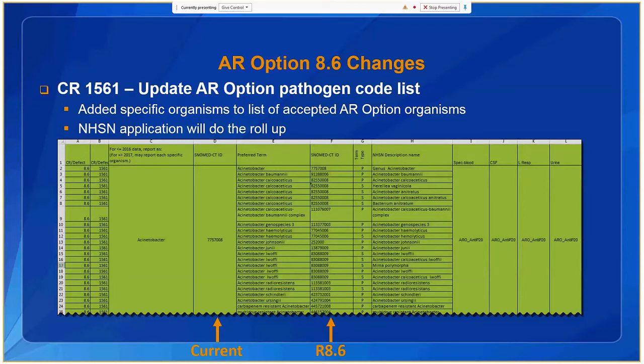Additionally, CR 1561, we have updated the pathogen code list that's specific to the AR option. So we've added a number of species level codes specifically for Acinetobacter and Enterobacter. So you can find those in the IDM also. It's important to note that when you do submit, for example, these specific species level Acinetobacter codes, NHSN will roll them up and report them into the Acinetobacter category on our end. So we would like vendors to report the specific code as granular as you can get.